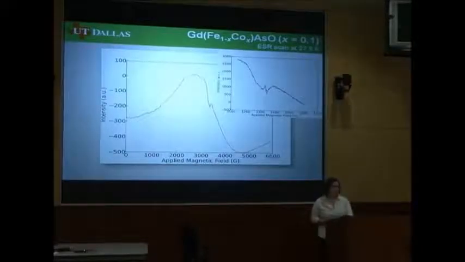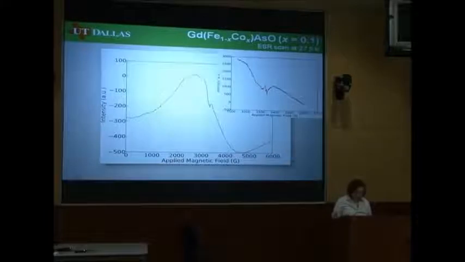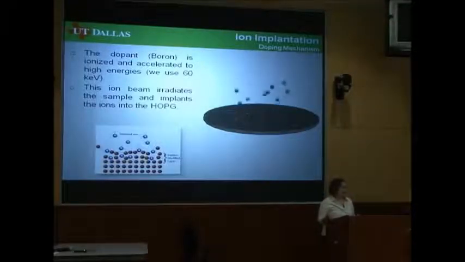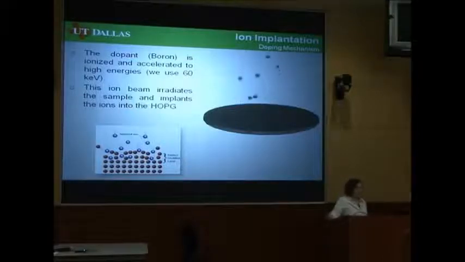This is the ESR scan of the same sample. Here you can see that there are actually different peaks that show the different charge carriers. You have a broad peak, which is the ferromagnetism, and a narrow peak, which is just electrons. We also did boron-doped HOPG by ion implantation, which is where an ion beam irradiates the sample and implants the boron ions into the HOPG.